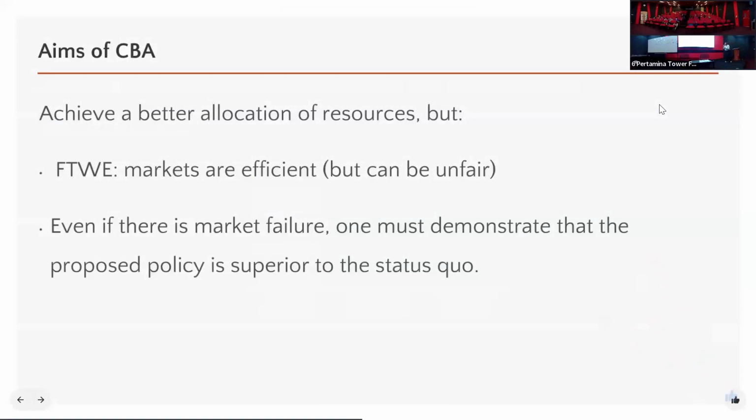The aim of cost-benefit analysis is to achieve a better allocation of resources, but the first theorem of welfare economics says that markets are efficient but can be unfair. So that's one of the reasons the government interferes. And even if there is a market failure, one must demonstrate that the proposed policy is superior to the status quo. So why should we build more schools? Or why should we build a hospital? It should have an improvement on welfare, on the welfare associated with these social welfare functions, okay?